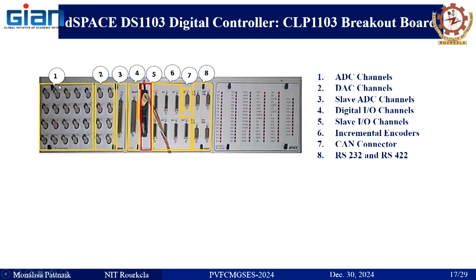The first box, marked with 1, is the ADC channels, and the second box marks the DAC channels. The next two connectors are the slave ADC channel and the digital I/O input output channel. The fifth one is the slave I/O channel, and the seventh is the CAN connector, and so on.